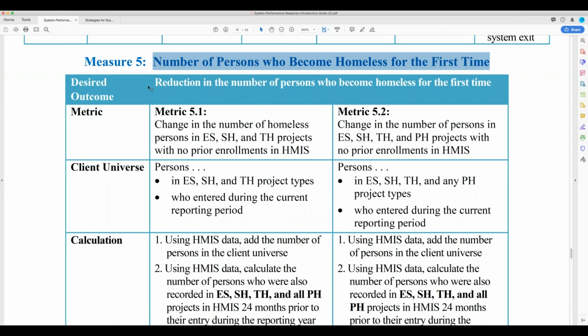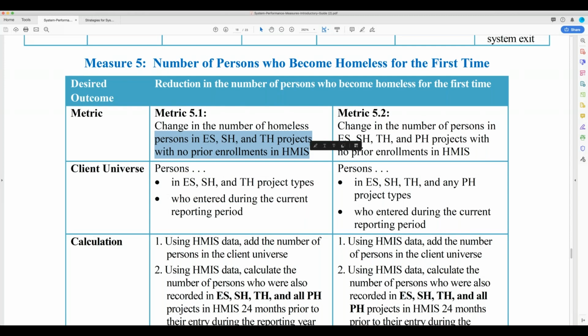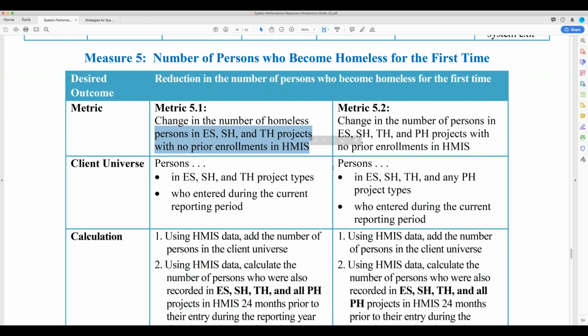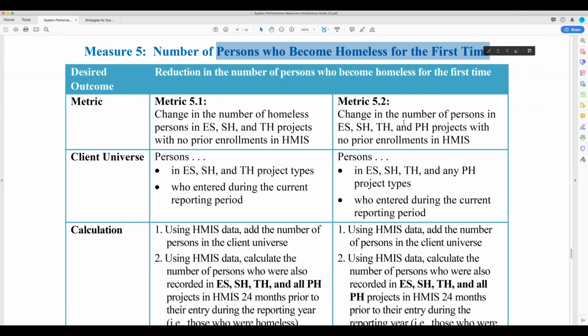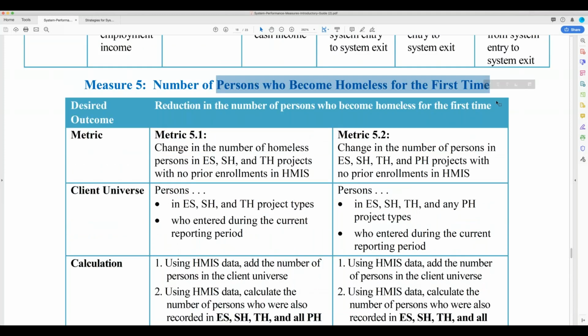Really, this is not a measure of the number of persons who become homeless for the first time, right? Really what this is, is the number of persons who are in these types of projects, emergency shelter, safe haven, and transitional, with no prior enrollments in HMIS that are now in our HMIS, okay? There are plenty of persons who are experiencing homelessness for the first time that are not going to pull it when we run our system performance measure report in our CoC.